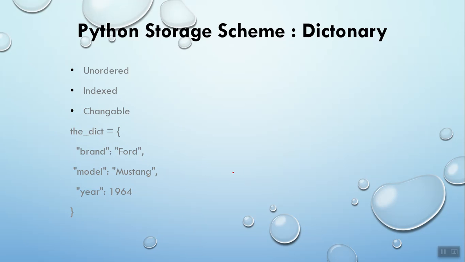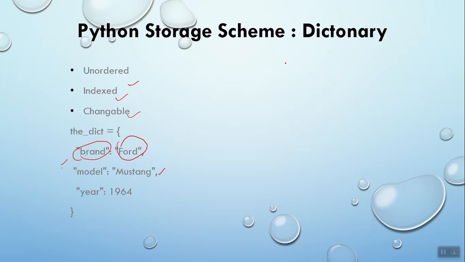Then we have the dictionary. Dictionaries are unordered, indexed, changeable. You can see that these are the keys and this is the value. So it contains a key and a value. On the left side is the key and on the right side is the value.